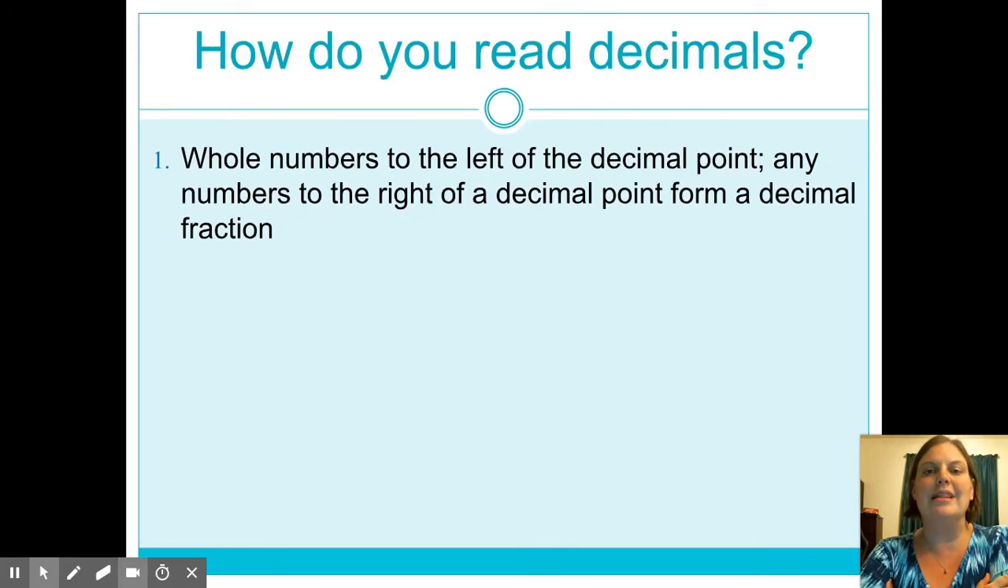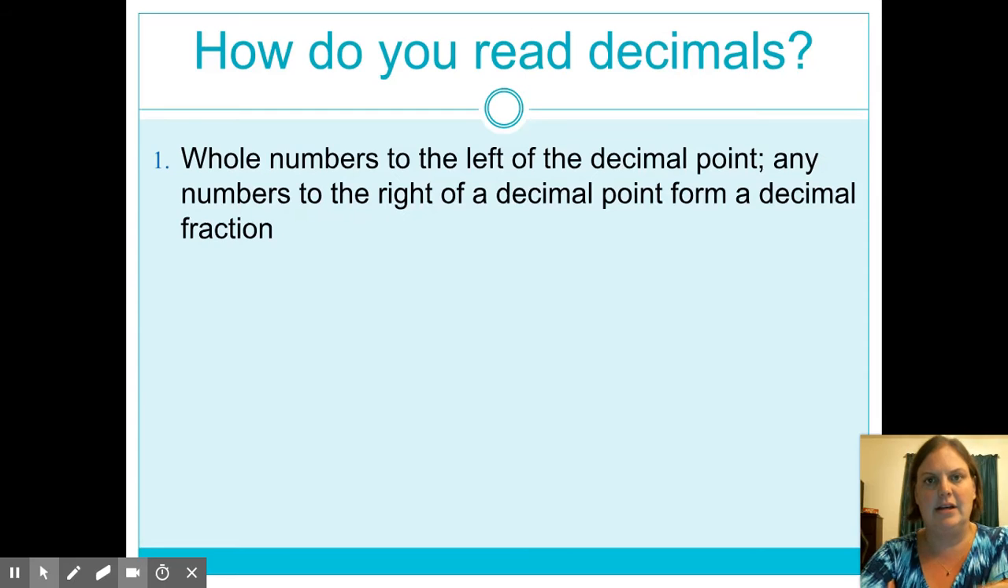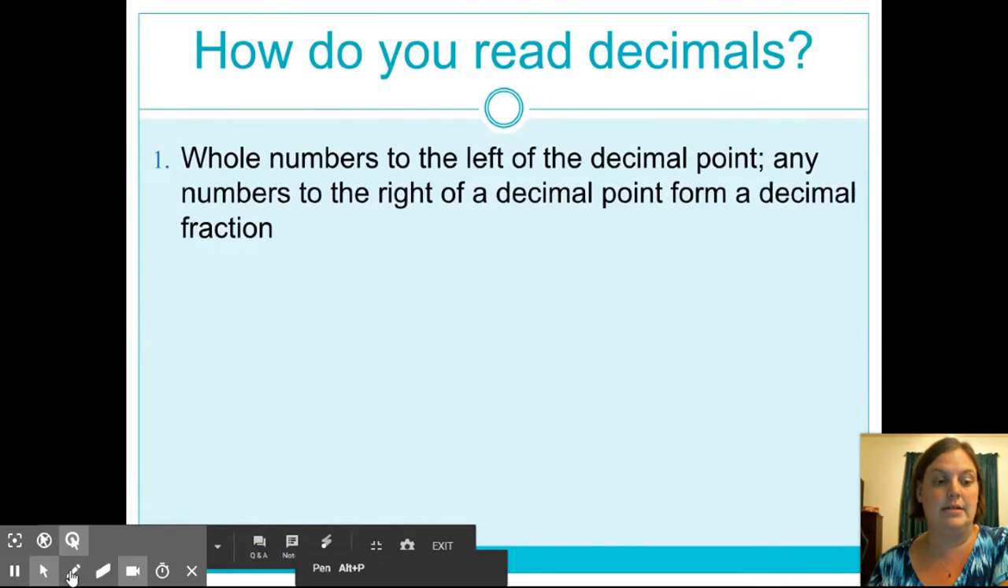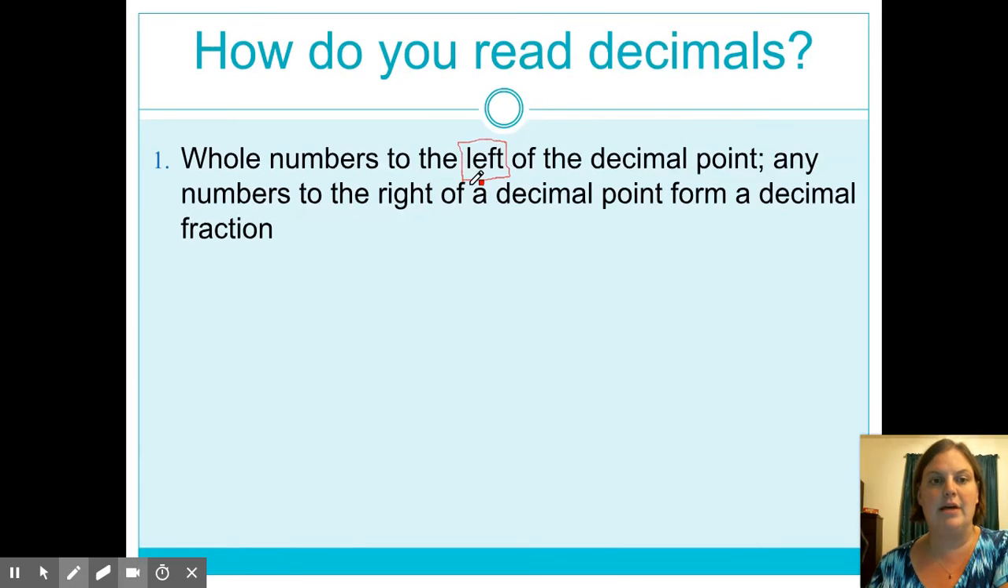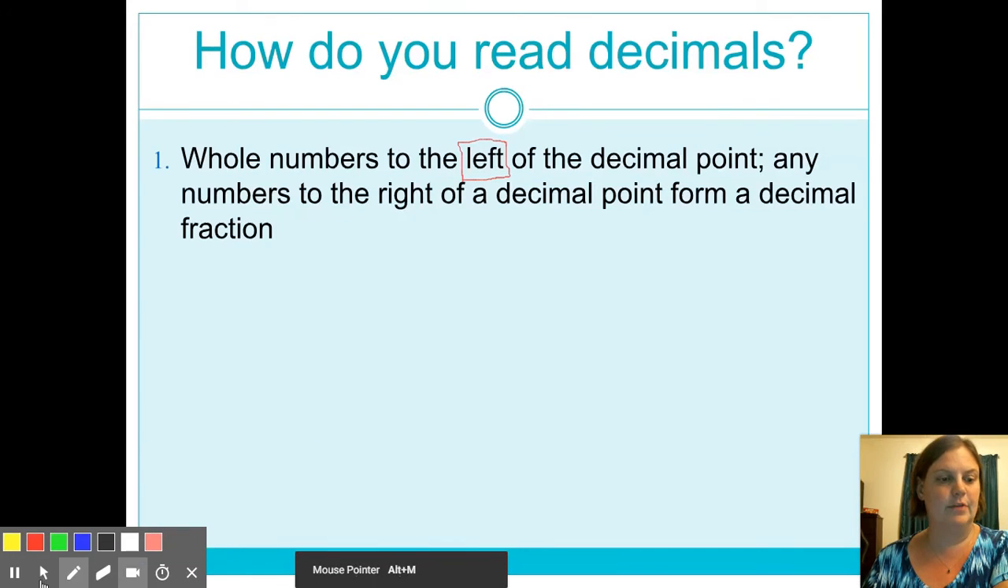Whole numbers to the left of the decimal point. Any numbers to the right form a decimal fraction. So keep that in mind. Whole numbers to the left, decimals to the right. Let's see if I can make this thing do its thing. I think this is your blank. To the left of the decimal point, any numbers to the right form a decimal fraction. I gotta get my pointer back up. Learn it.